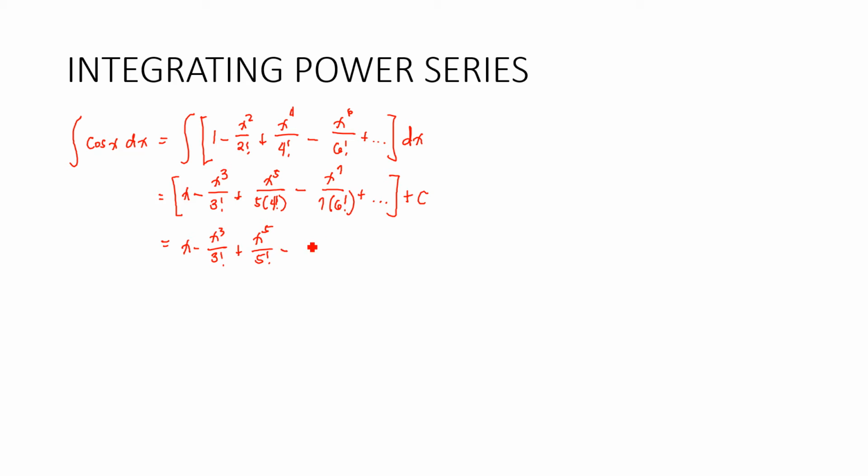Minus x raised to 7 over 7 factorial plus so on, plus c, which is actually equal to sine x. So you have sine x plus c. So the same idea applies to definite integrals.